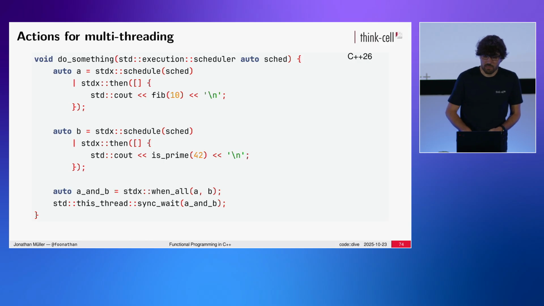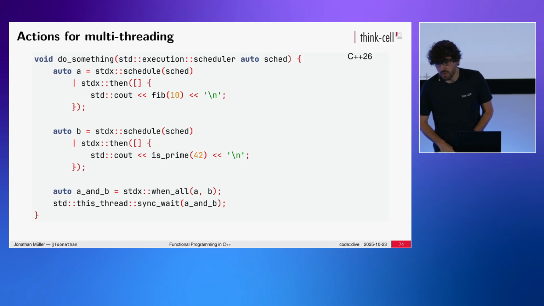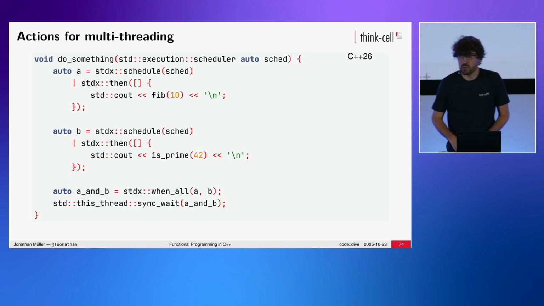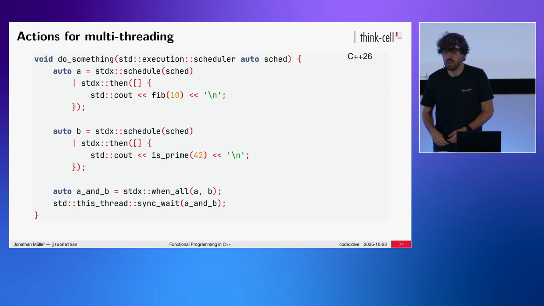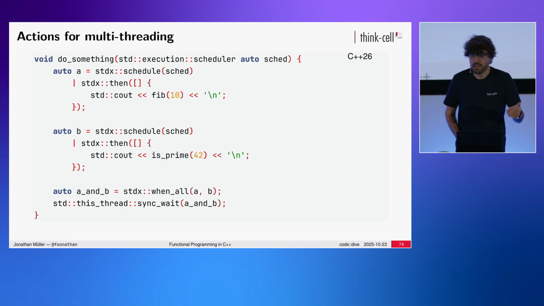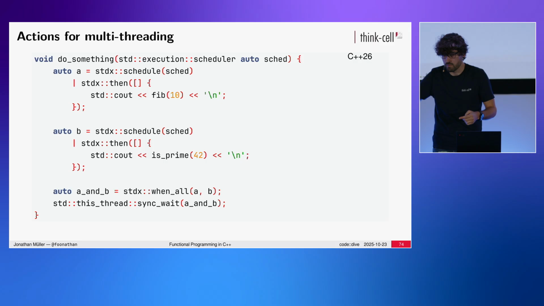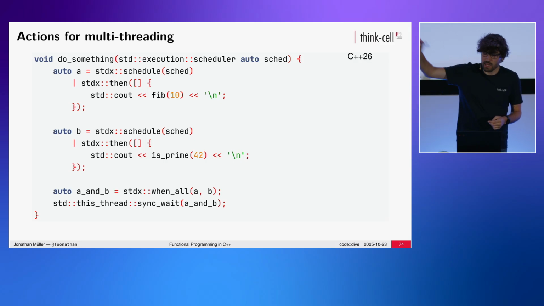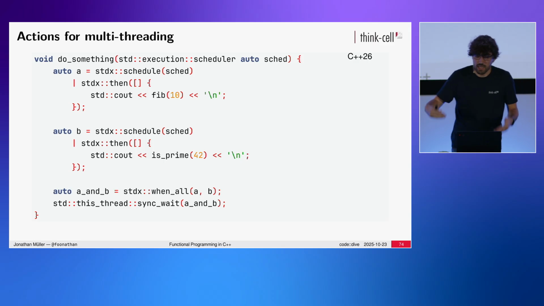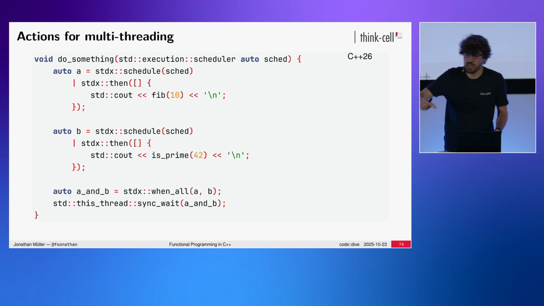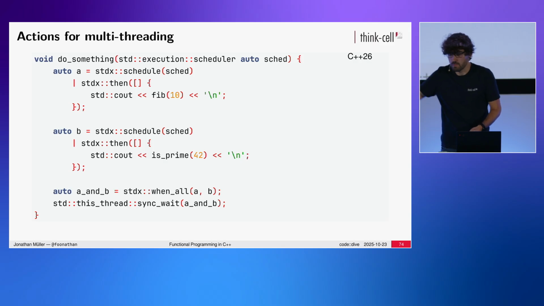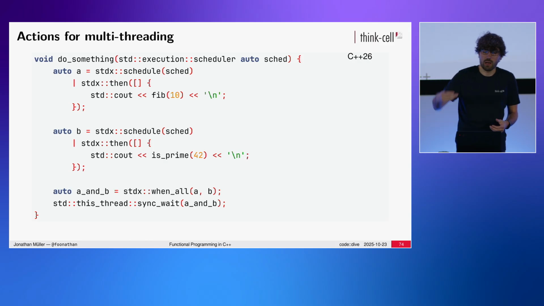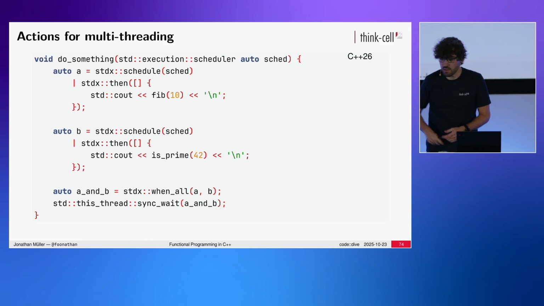So you write a function do_something, which gives you a scheduler. A scheduler is like some handle to some thread pool. And when you call std::execution::schedule on the scheduler, you will get a sender that will complete on this thread pool. And then you want to do the computation. So A, again, this doesn't do anything, it merely describes the action. And this is an action that will compute the 10th Fibonacci number, but on some thread in a thread pool. Similarly, we can define our second action B by calling schedule, and checking whether 42 is prime.